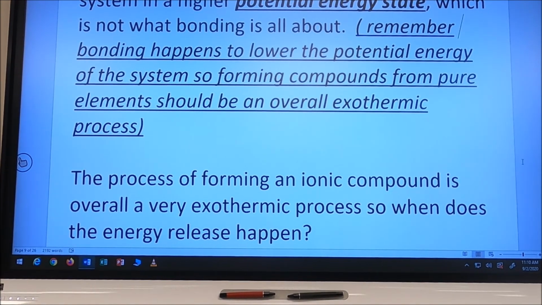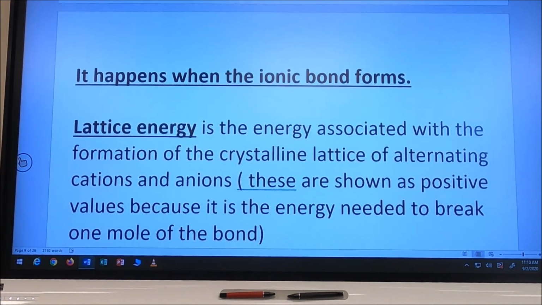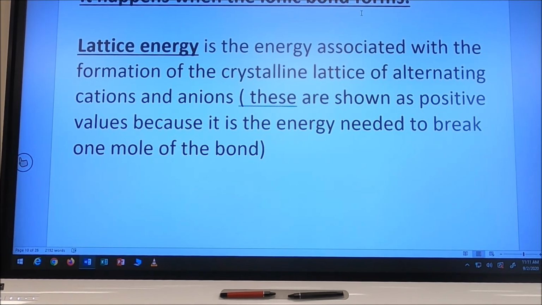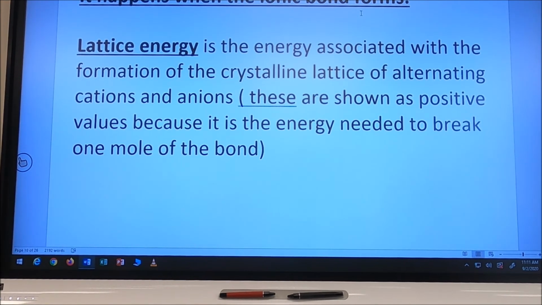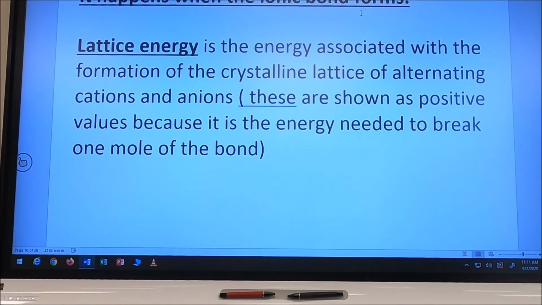And the energy release happens when the ionic bond forms, when I take these positively and negatively charged particles that have opposite charge and allow them to come together to form the ionic solid. The energy involved in formation of the ionic solid is referred to as lattice energy. So it's energy associated with the formation of a crystalline lattice of alternating cations and anions. Now, when you look at a chart of lattice energies, you're going to see positive values, because when lattice energies are written down, it's the amount of energy needed to break a mole of bonds. The same magnitude of energy is released when a bond is formed. When we form a mole of sodium chloride bonds, we get a lot of energy released.